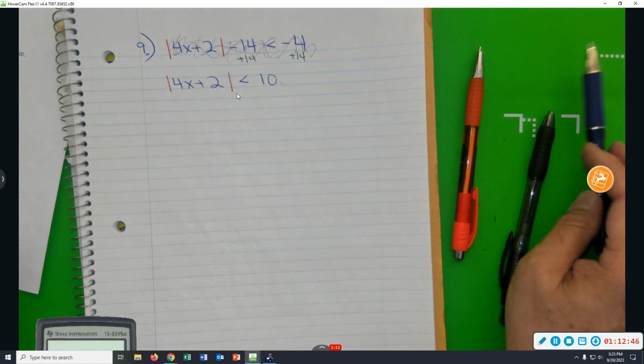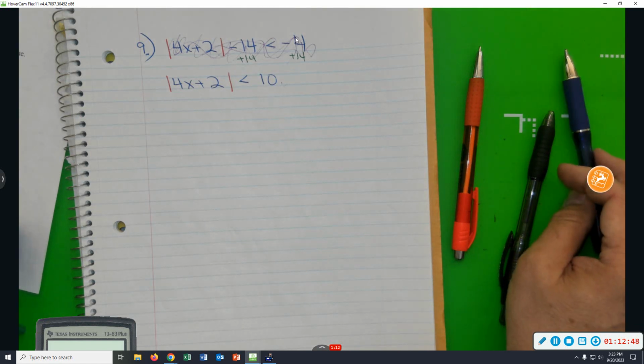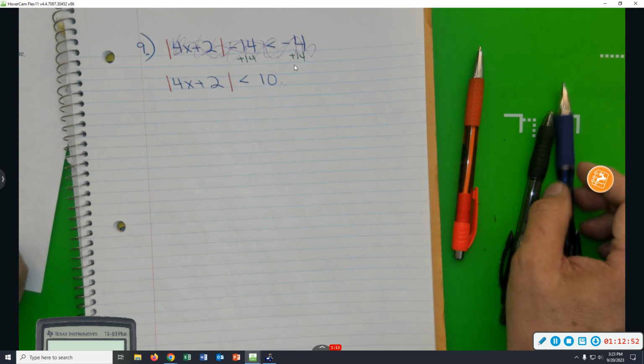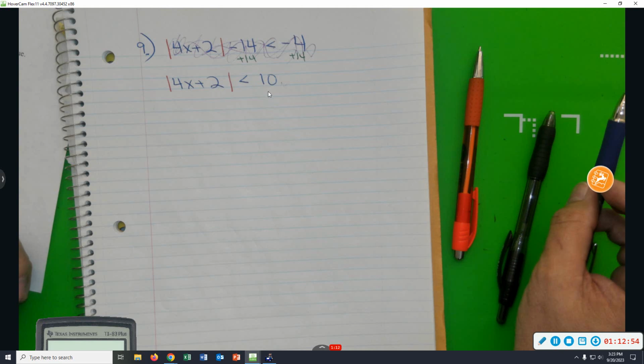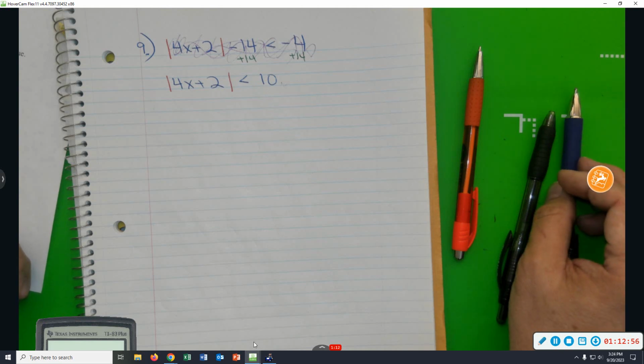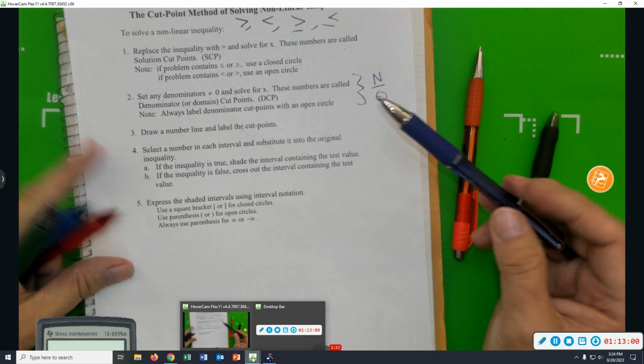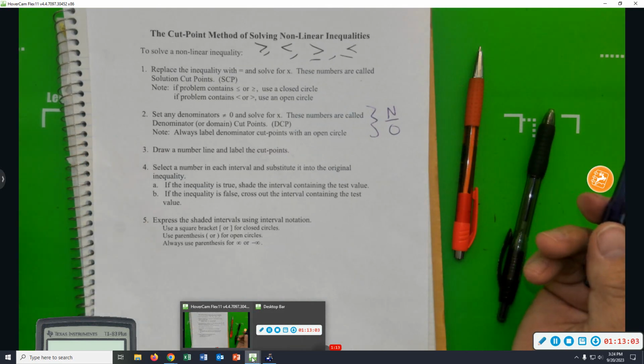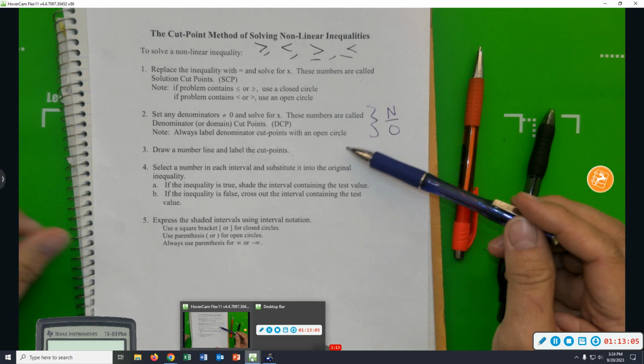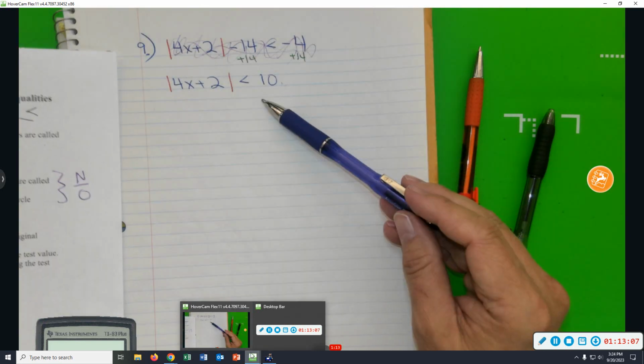Because there's no way you made a mistake. All you did is add 14, negative 4 plus 14 is a 10. This is the one we're going to use from here on. Okay, let's solve this inequality. Is there a step here we'll be able to skip? Step number 2, because there's no fraction.